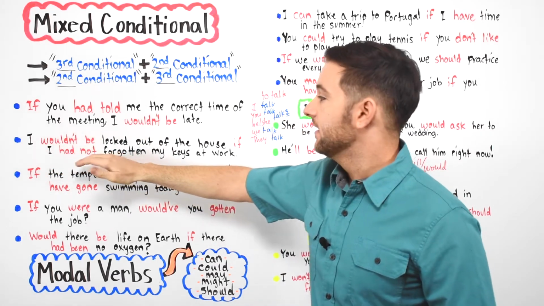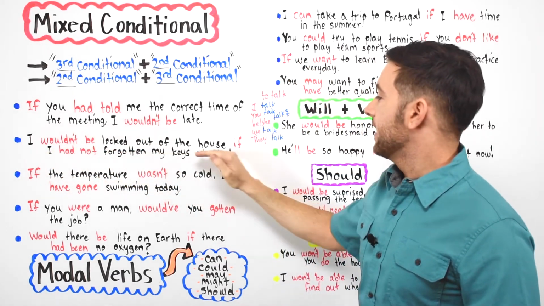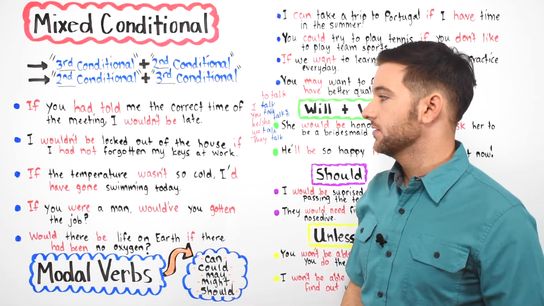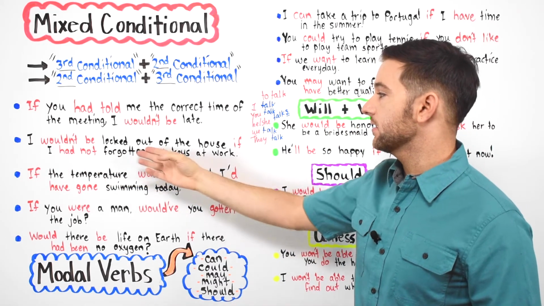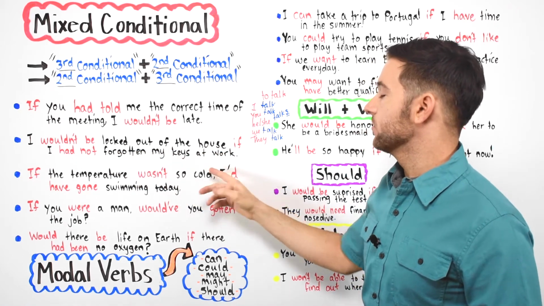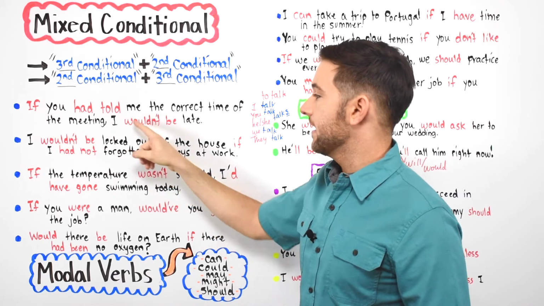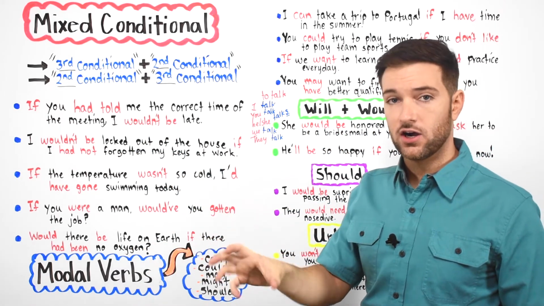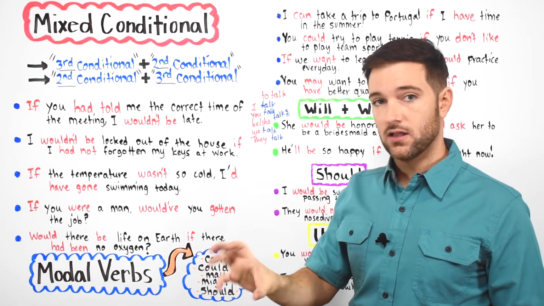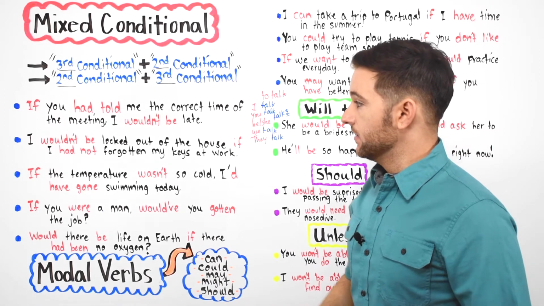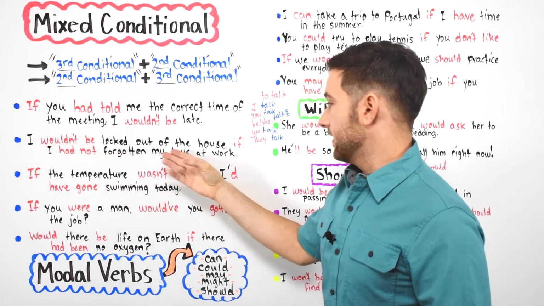So you ready? I wouldn't be locked out of the house if I had not forgotten my keys at work. Locked out means that the door to your house or to your car or wherever is locked. It cannot open. Okay? So, I wouldn't be locked out of the house.